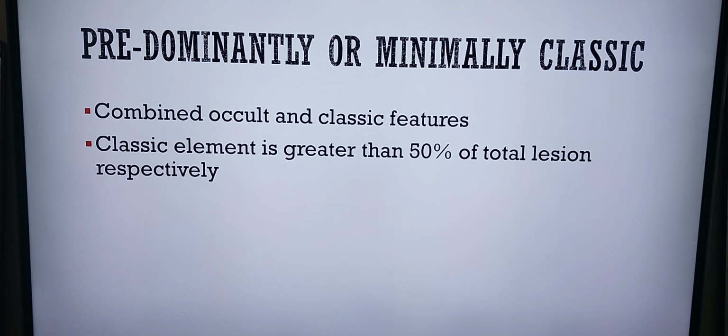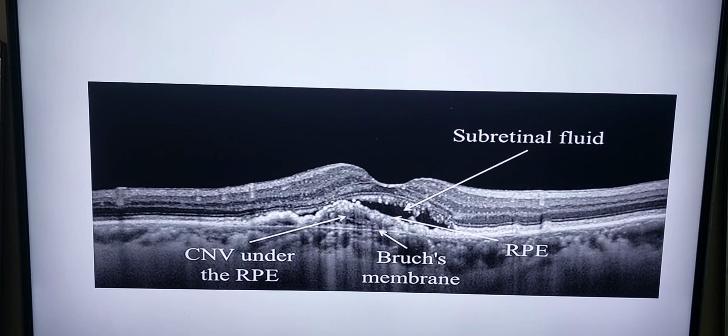And then we have type 3, which is known as minimally classic, and it is a combination of the occult and the classic features, with the classic features being more than 50% of the total lesion. This is the OCT showing both the features. This is the sub-RPE CNV, and this is the subretinal elevation between the RPE and the neurosensory retina.